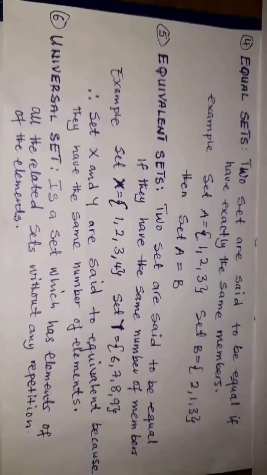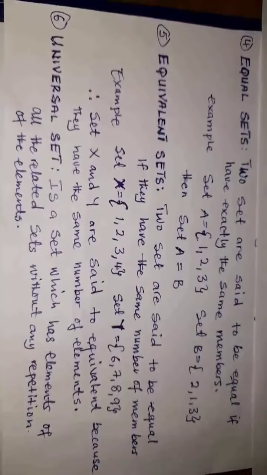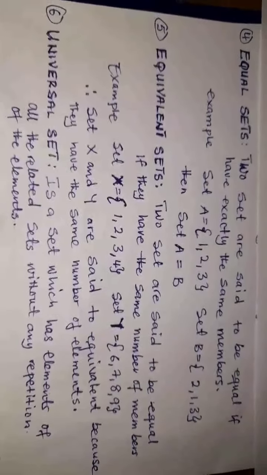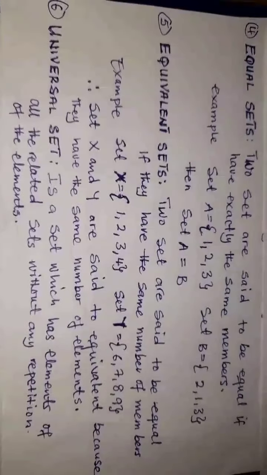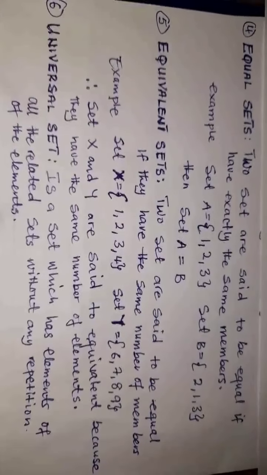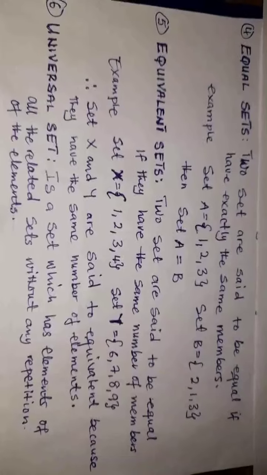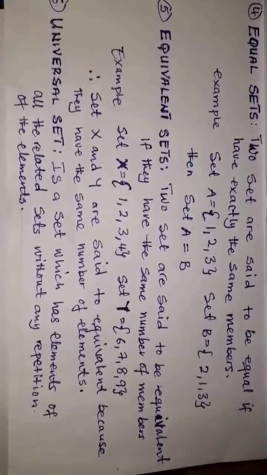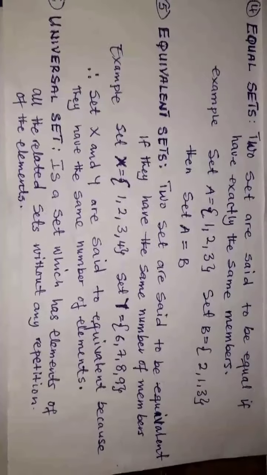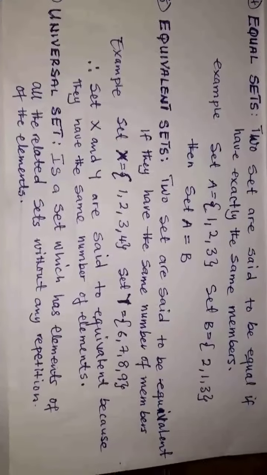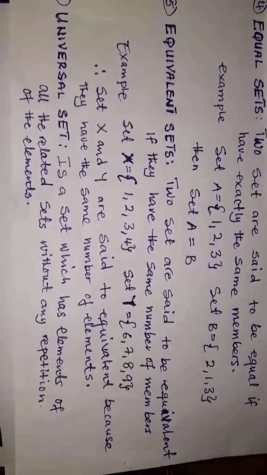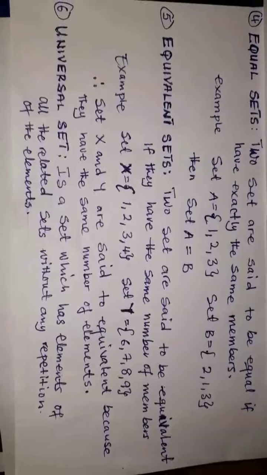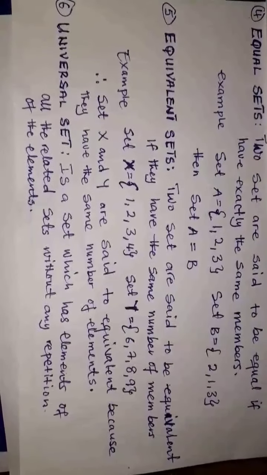Equivalent set is the fifth one. It says two sets are said to be equivalent if they have the same number of members. Like set X, we are seeing it has 4 members. Set Y, we are seeing it has 4 members. So therefore we can say set X and set Y are equivalent sets.